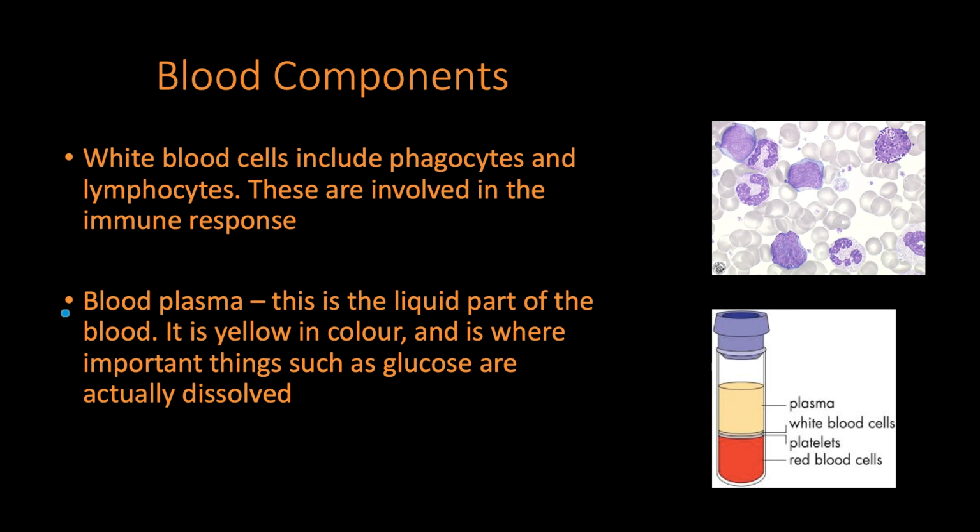The white blood cells are involved in your immune system. We're going to have a look at those in a little bit. But phagocytes and lymphocytes are two examples. Blood plasma is the liquid part of your blood. And this is the part everyone forgets. Your blood is a liquid, right? Those red blood cells are not the only part of your blood. Actually, the majority of it is plasma, which is yellow in color, right? It's only red because we have the red blood cells. If you separate them, you do get the plasma, which is yellow.